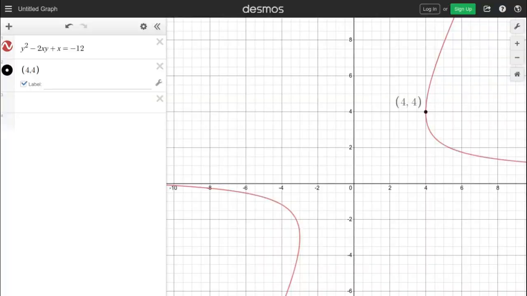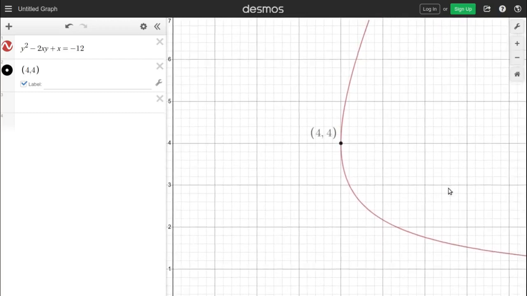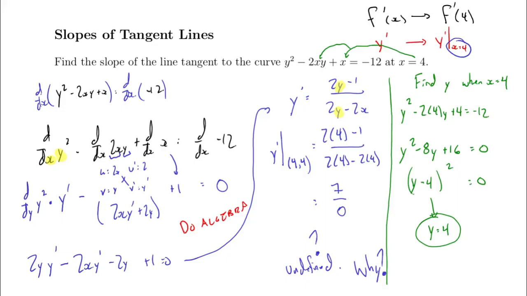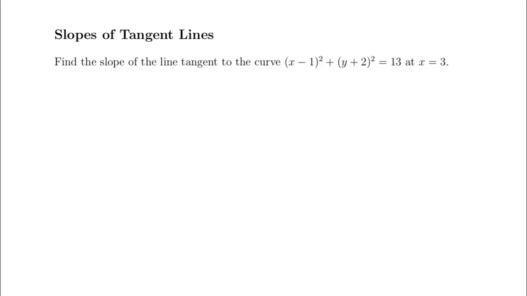So here's a picture of this curve, and I've plotted our point 4, 4. And if we go ahead and just look at this point, maybe we can see something here. Maybe it looks like there's a vertical tangent line. So we can still interpret the derivative in the same kinds of ways. This derivative doesn't exist here because the slope of the tangent line is undefined because we have a vertical tangent line at this point. Pretty interesting stuff.